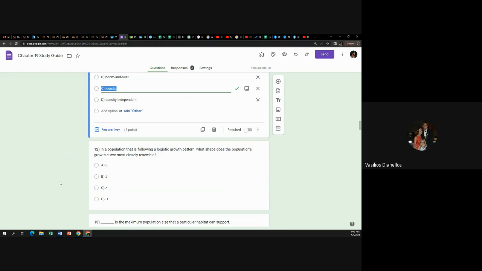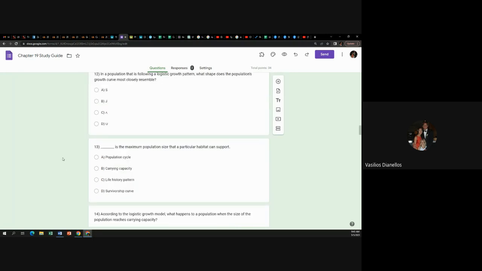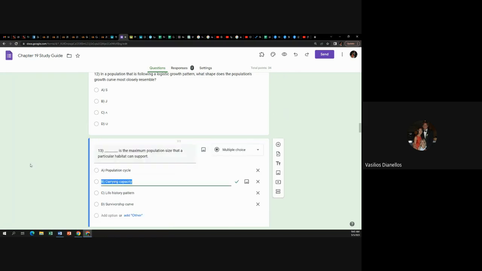So basically the same question. If you're talking about a logistic growth model as opposed to exponential, then what does the graph look like? And it's an S shape, right? It starts off as that J. It starts off going up, but then it evens out, and that gives you that S. Any questions about that? Blank is the maximum population size that a particular habitat can support. We just used the word up there, and I defined it when I said it, and it is the carrying capacity: the maximum population size that a particular habitat can support.